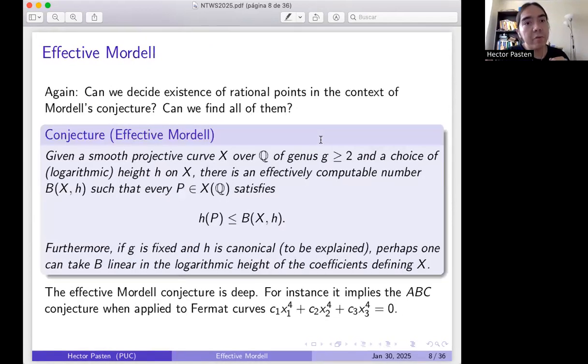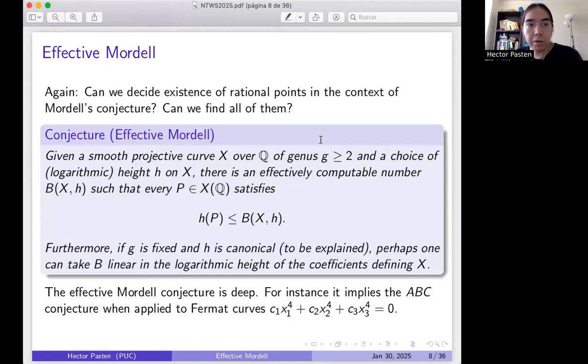And the effective Mordell conjecture is going back to the previous question: can we decide the existence of rational points in the context of Mordell's conjecture? Or if I get more ambitious, can we find all of the rational points in this curve of genus at least 2? And of course, if I can find all the rational points, then in particular, I can decide whether or not there is at least one rational point. The other way around doesn't work, but I'm concerned with this stronger question.